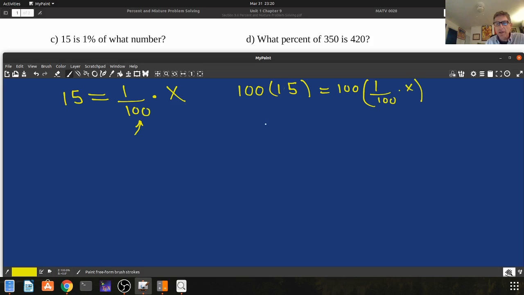So 100 times 15 is 1500. And 100 times 1 divided by 100 is just 1. So I just have x all alone. And that is my solution. 1500 is equal to x.